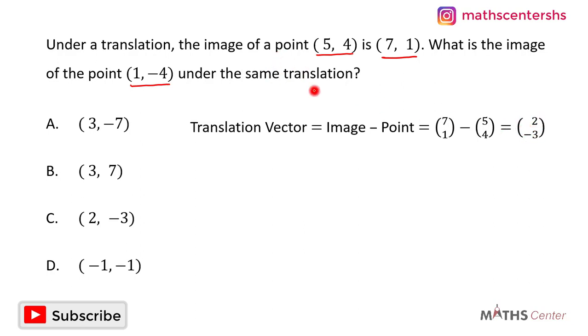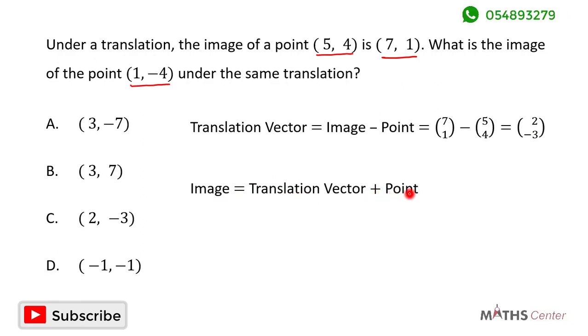The question says that this translation vector 2, negative 3 is used to transform the point 1, negative 4. What will be the image of this point? So we now have the translation vector 2, negative 3, and we are going to use it to transform the point 1, negative 4. We have the point and the translation vector. The image is equal to the translation vector plus the point. The translation vector is 2, negative 3, and the point is 1, negative 4.